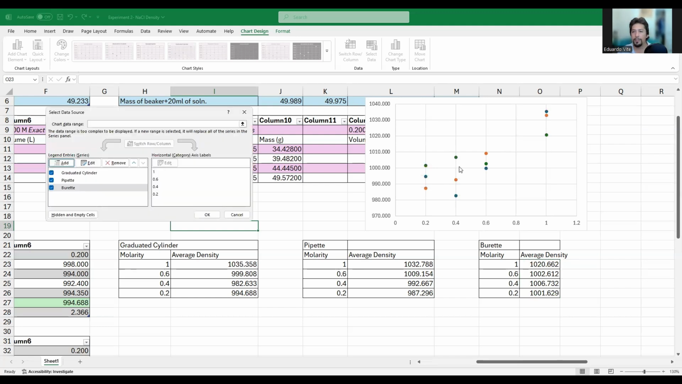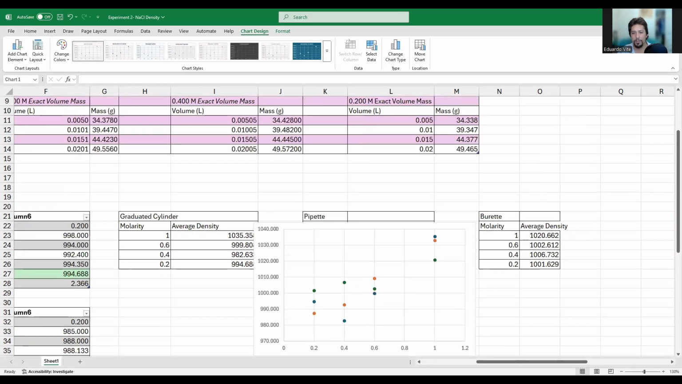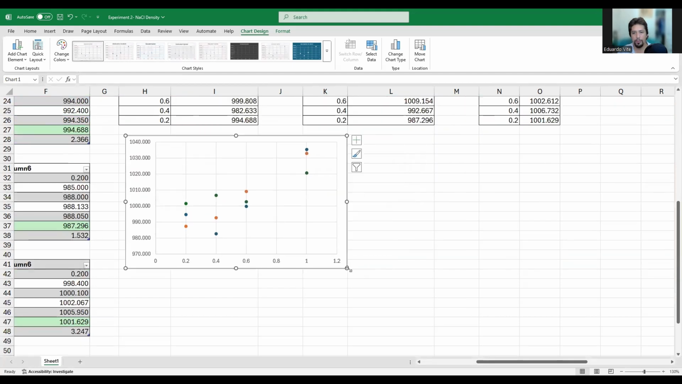Now we have our 3 data sets. I'm going to go ahead and click OK. There we have our chart. I'm going to move it down here to make it easier to see and to read for everybody. So here we go. Here's our chart. Let me explode it up a bit.